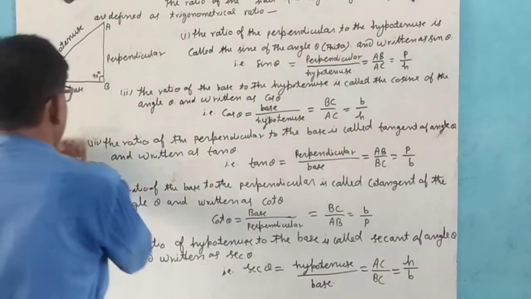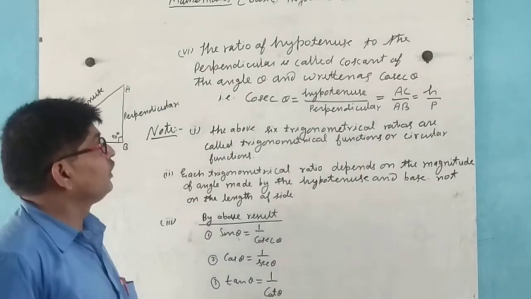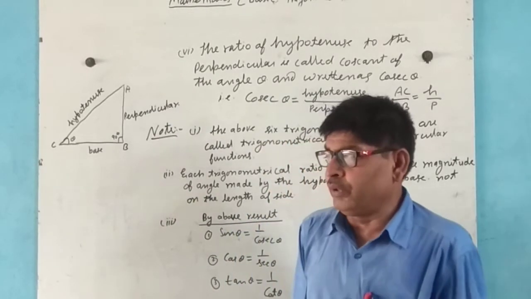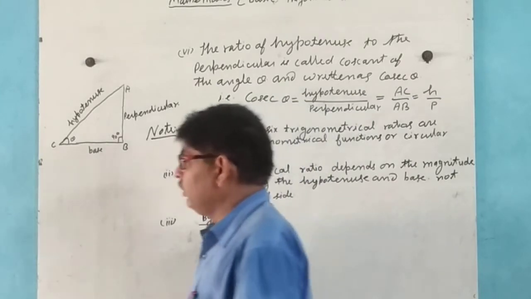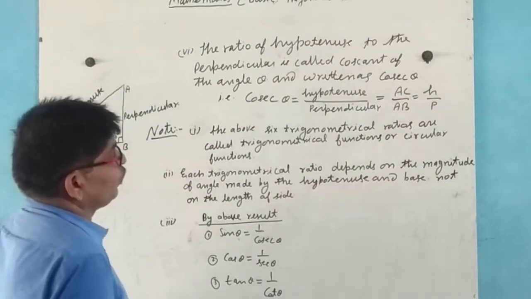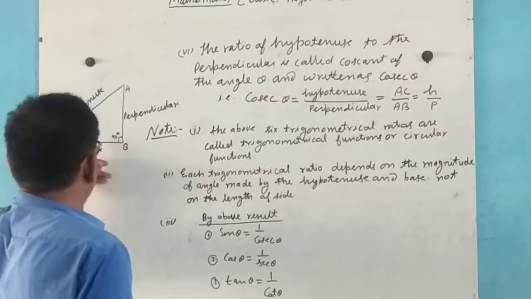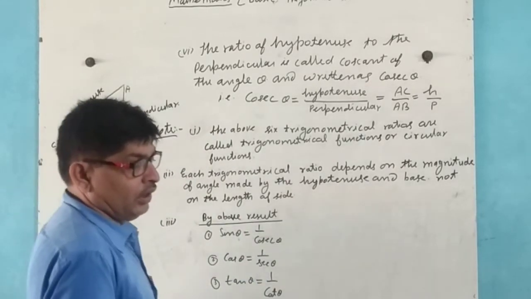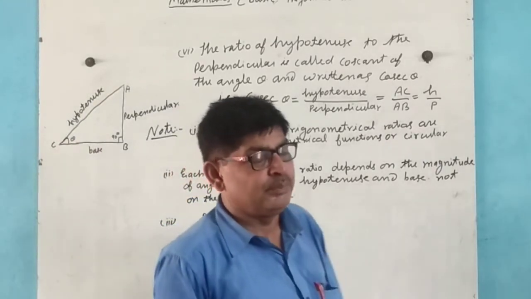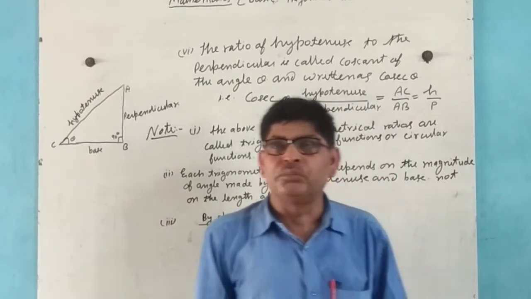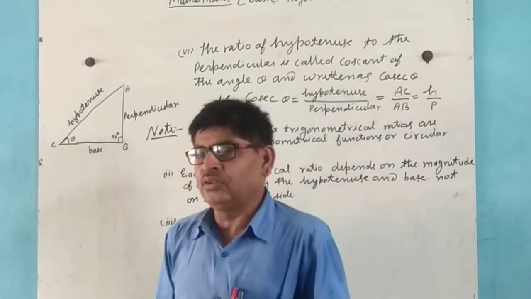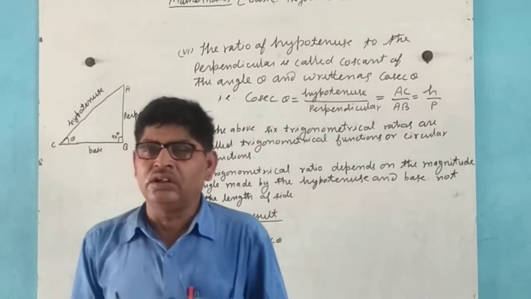Now here the ratio of hypotenuse to the perpendicular is called cosecant of the angle theta, that is written as cosec theta. It is reciprocal of sin theta.